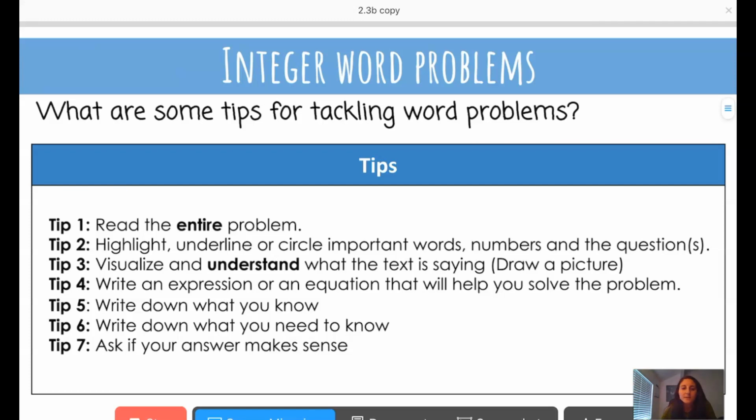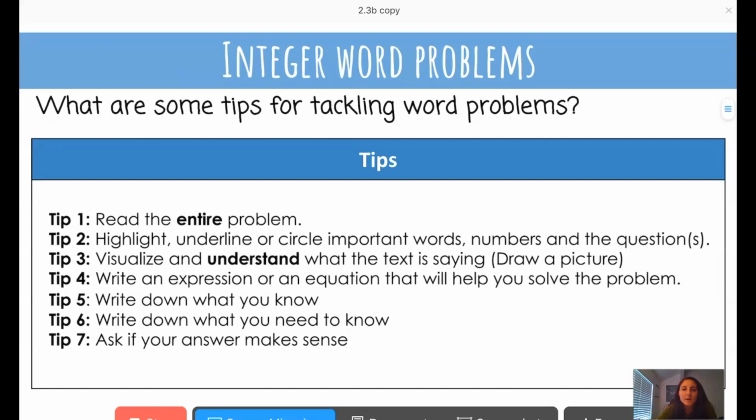So first, let's just remember some of those tips to help you solve word problems. Make sure you read the entire problem. Highlight, underline, or circle any keywords in the question. Visualize and understand what it's actually saying. Draw a picture if you need to. Write a number sentence, an expression, or an equation to help you solve the problem. Write down what you know and what you need to know. And then finally, at the end, ask yourself if your answer makes sense.